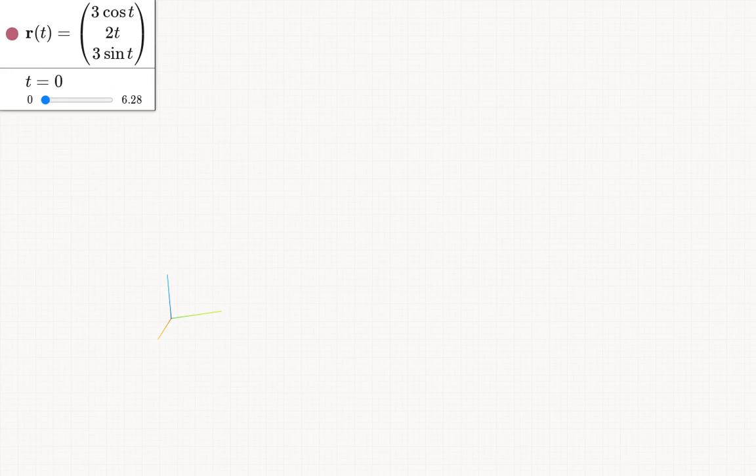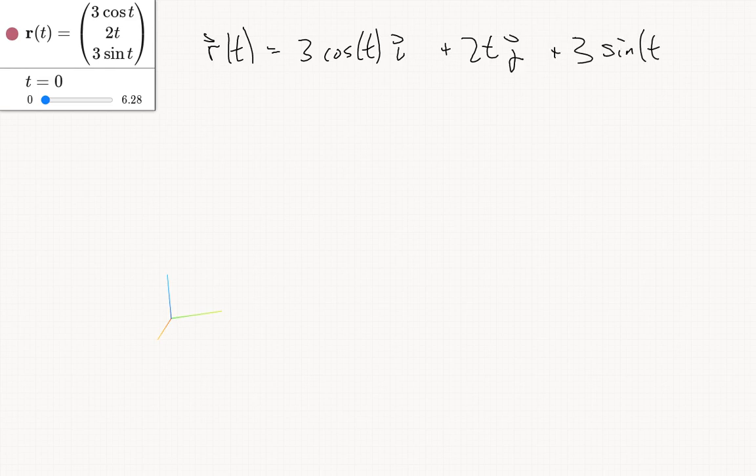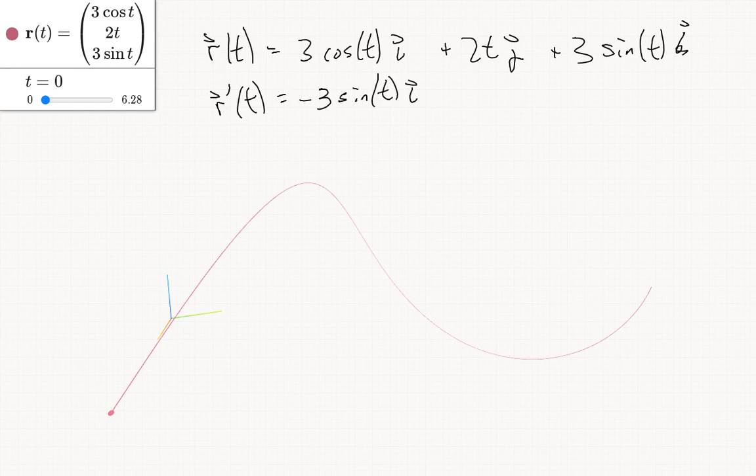Okay, let me finally do an example, or a real example. So let r of t be 3 cos t i plus 2t j plus 3 sine t k. So here's what that'll look like. Then we'll find the tangent vector. So this will be negative 3 sine t i plus 2 j plus 3 cosine t k. So here's that tangent vector.